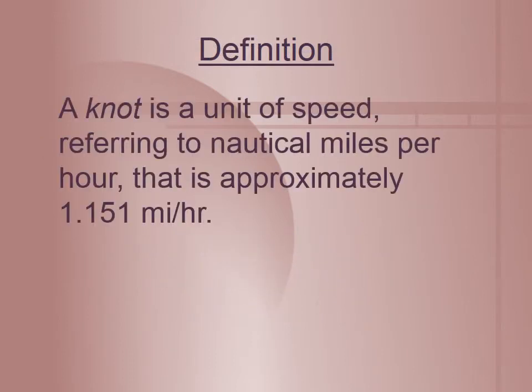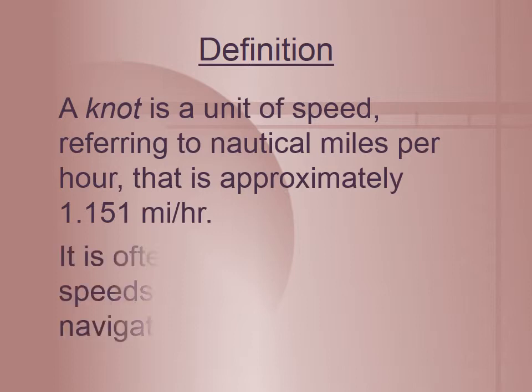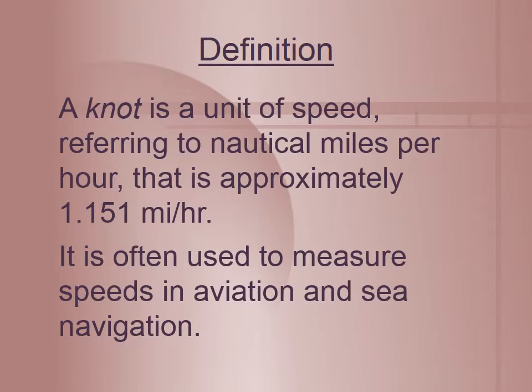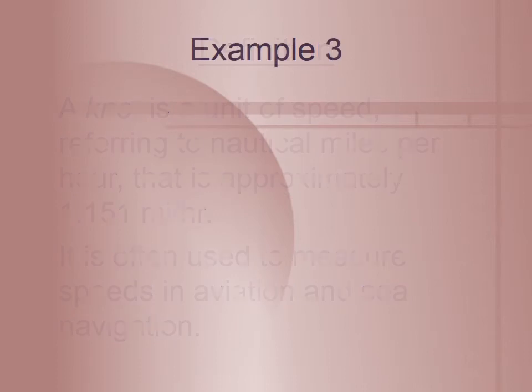So we do have something called a knot, and a knot is just a unit of speed referring to nautical miles per hour, and it's approximately 1.151 miles an hour. It's often used to measure speeds in aviation and also if you're on a boat. So you might hear it's 45 knots. So it's a unit of speed that they use.